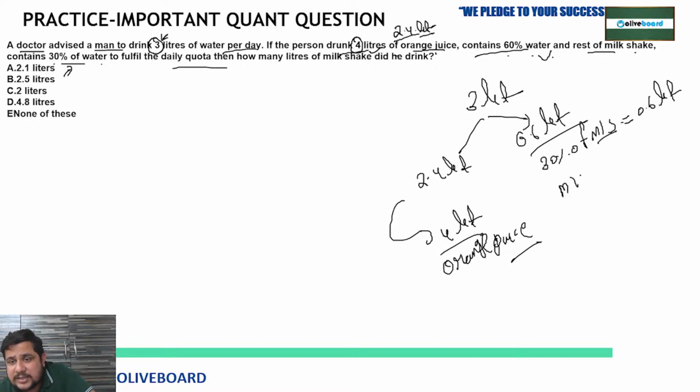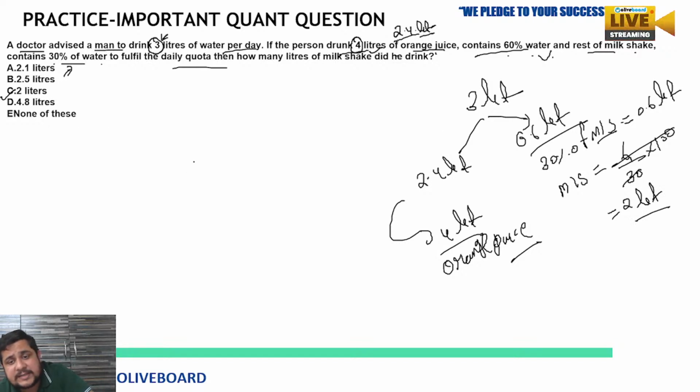So milkshake total quantity would be what? 6 upon 30 multiply 100. So 2 liters. Clear? And is this given? Yes, in option C it is given. So this is the simplest question.